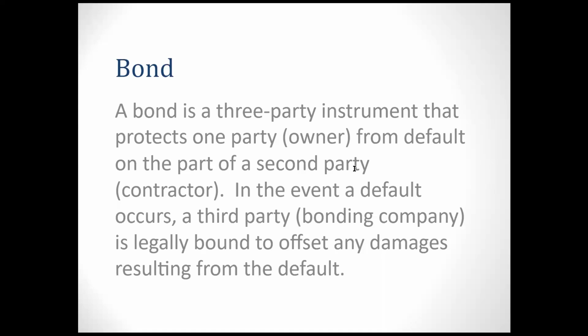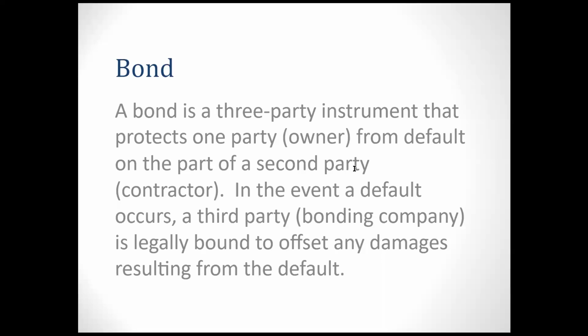And it protects from the default on the part of the second party, the contractor. So the bond company is the third party, the first party is the owner, the second party is the contractor. If the contractor made some damages and caused a loss to the owner, then the bond company will pay it off. But the money for the bond comes from the contractor, not from the owner. That is not insurance. You pay a premium, which is a low cost compared to your coverage, right? But the bond is different.